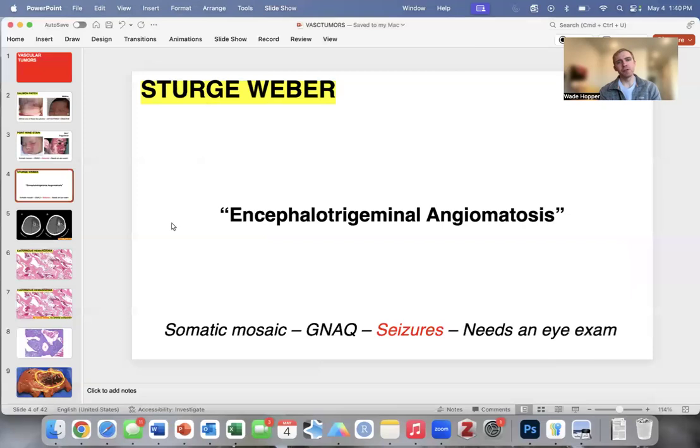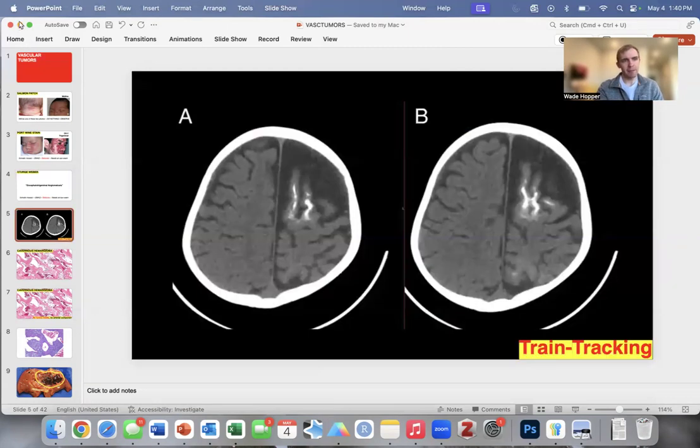Another name for Sturge-Weber, and this is getting in the weeds, is encephalotrigeminal angiomatosis. So that tells you pretty well what's going on. You're getting growth of blood vessels in an encephalotrigeminal distribution. So it really only affects above the head. Again, these patients can get seizures, and kids who are diagnosed with this need a thorough eye examination.